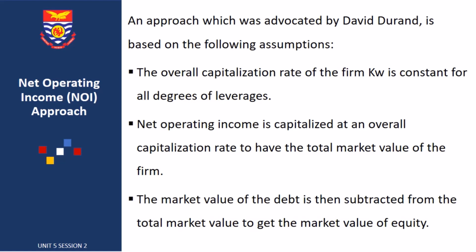Our third assumption is that the market value of the debt is then subtracted from the total market value to get the market value of equity. Right, so these are three main assumptions, and the fourth assumption is that as the cost of debt is constant, the cost of equity will be the earnings before interest and tax minus the 1 over the x. Alright, so that is our fourth assumption.